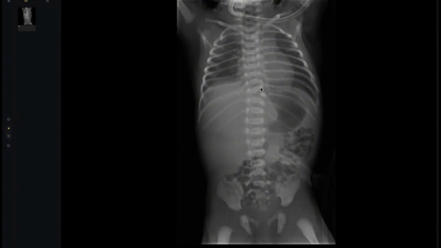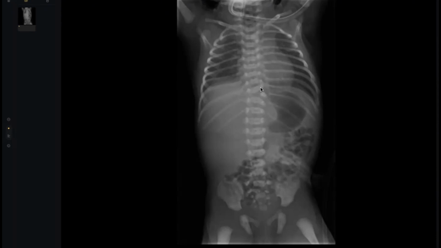For any other abnormality in the vertebra, I can see that there is an abnormal vertebra here, which may be a hemivertebra of the baby. Correct. Okay, what is your differential?